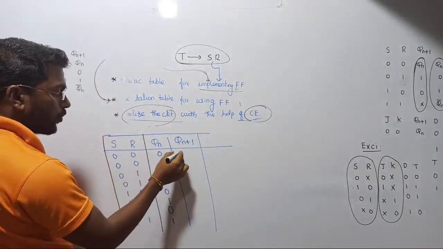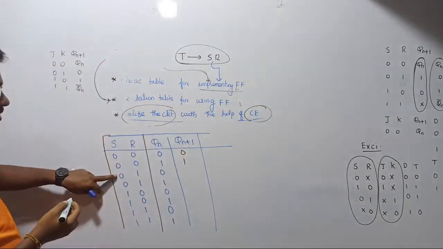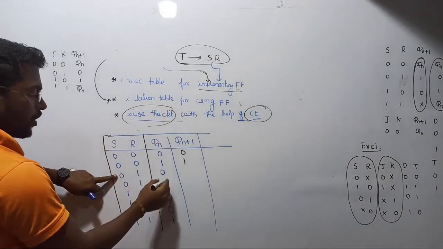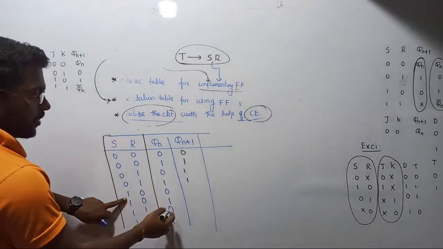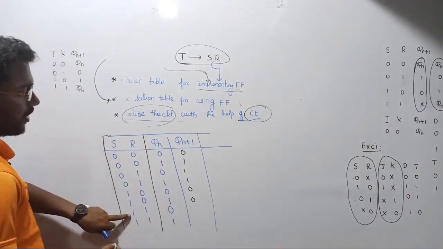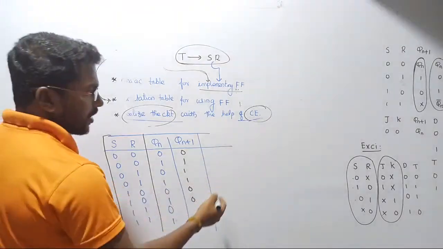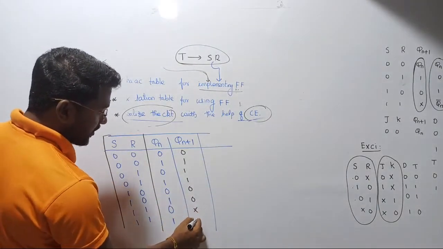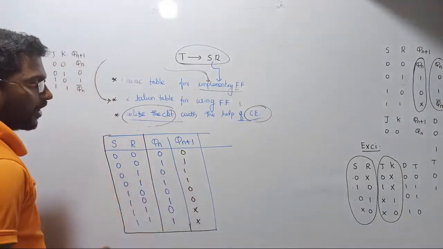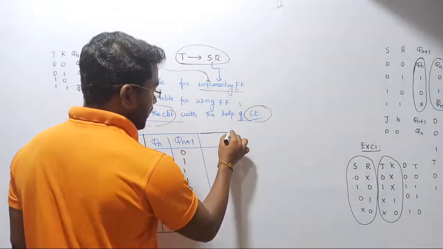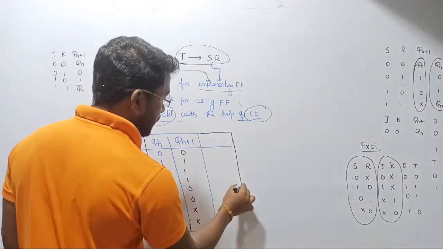It simply follows the value of Qn. When your inputs are 0, 1, irrespective of the past output, the output is going to be 1. When your inputs are 1, 0, irrespective of the past output, the output is going to be 0. When your inputs are 1, 1, that is called a don't care condition. We can simply call it X, X, because that is an invalid state. We all know this.